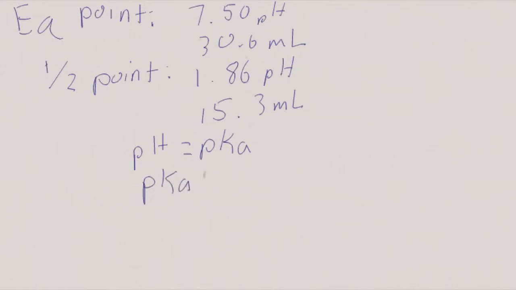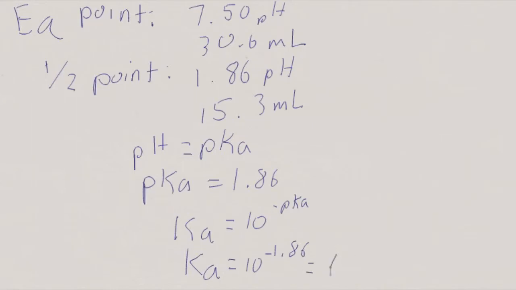To find the Ka of the acid, we take 10 to the negative pKa, which is 10 to the negative 1.86, or 0.0138.